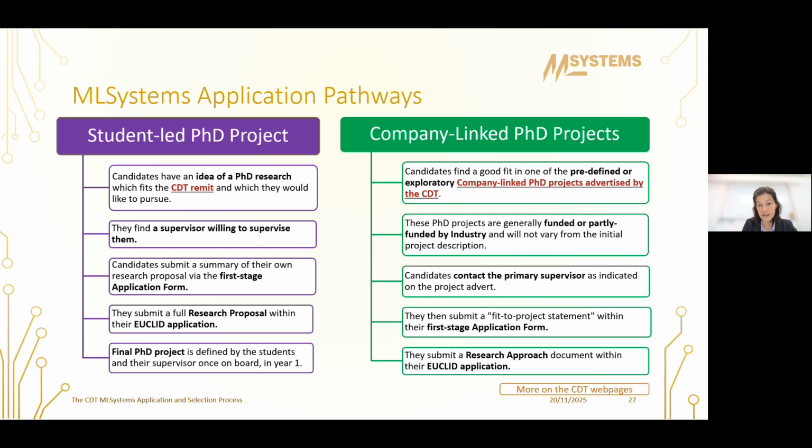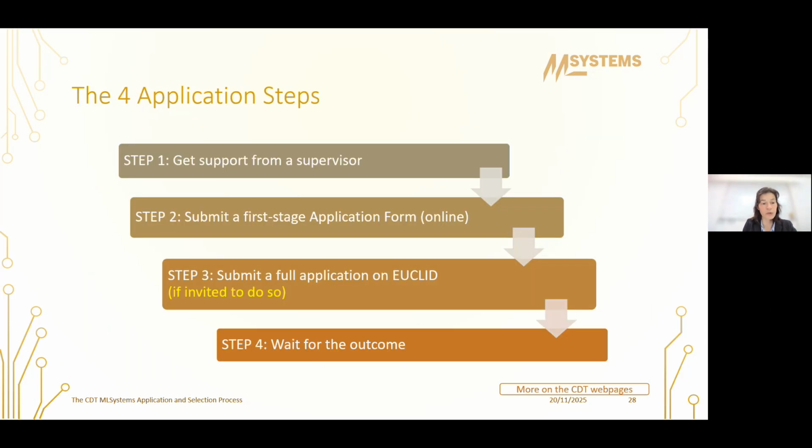In that case, we still have the candidates contact the primary supervisor of this project to check that the profile is suitable. As part of their first stage application form, they need to provide a fit to project statement, so how they think they are a good fit for that specific project. If they're invited to do so as part of the stage 2 application, candidates will have to submit a research approach document detailing how they are going to approach the project and tackle the challenges of the project. So those are our 2 pathways to application.